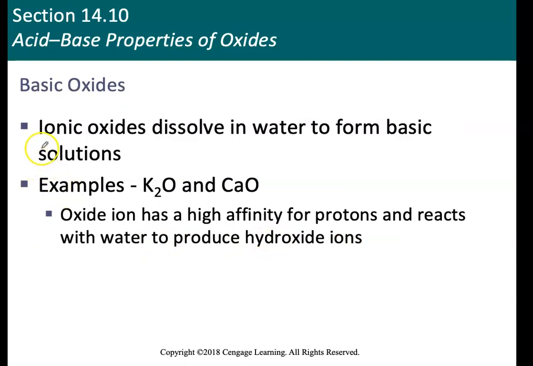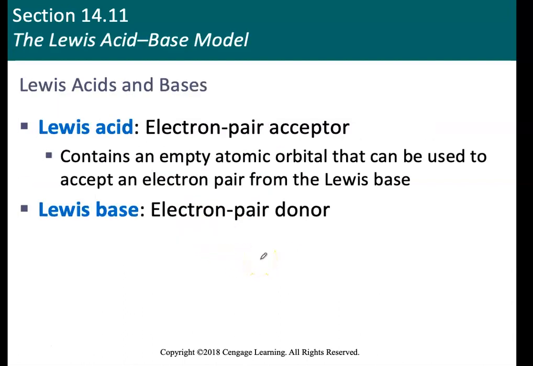Now, for basic oxides, this one comes from metal. So non-metal in the previous one, this one's a metal. Metal oxides form basic oxides. Why? Because when they combine with water, they form hydroxides. And these hydroxides are basic. So this will form calcium hydroxide, this will form potassium hydroxide in water, and that results in a basic solution.